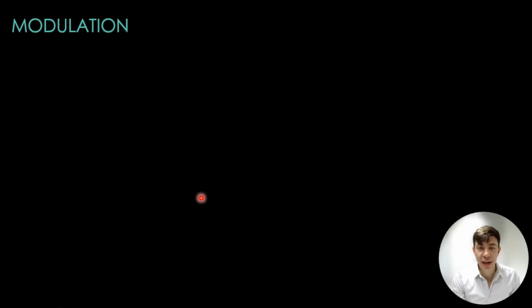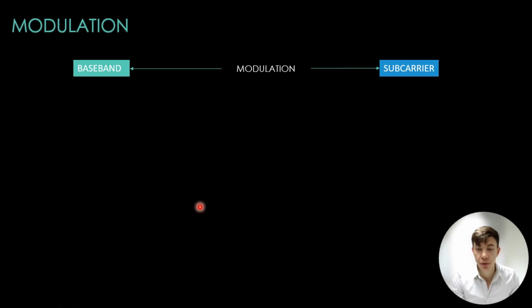Modulation is the heart of communication system, transforming raw information into a format suitable for transmission. In free space optical communications, we primarily deal with two modulation techniques, baseband and subcarrier modulation. So let's first speak about baseband modulation.